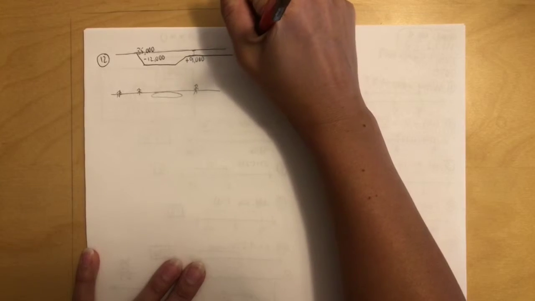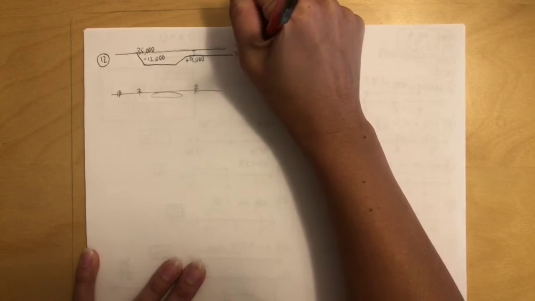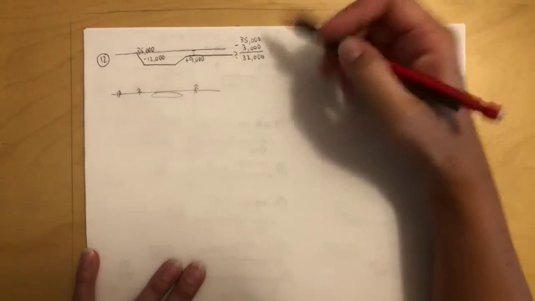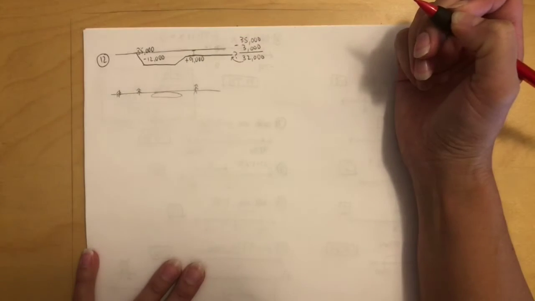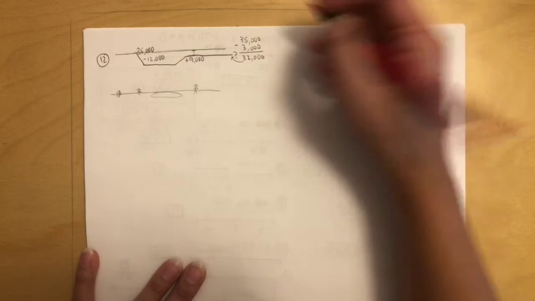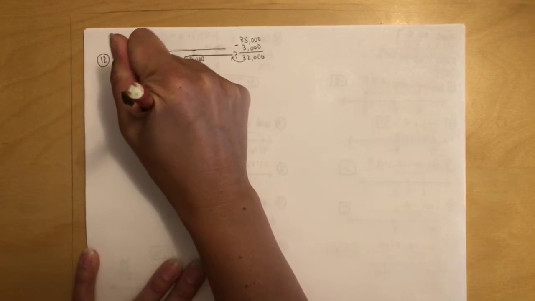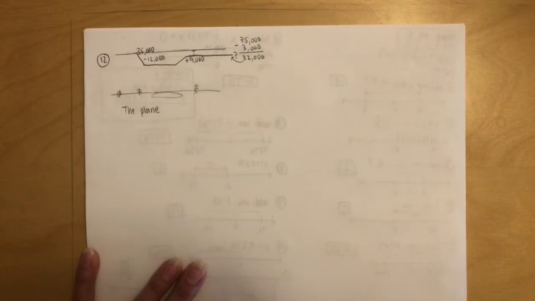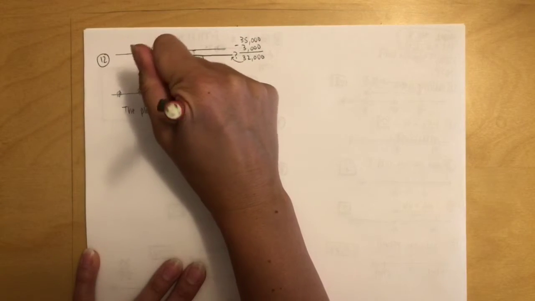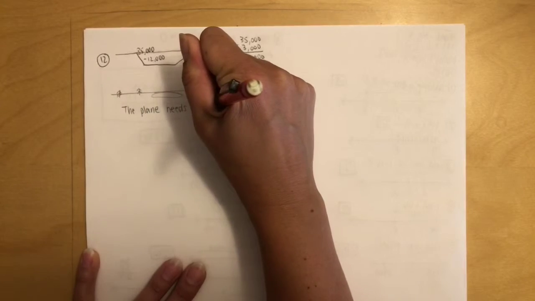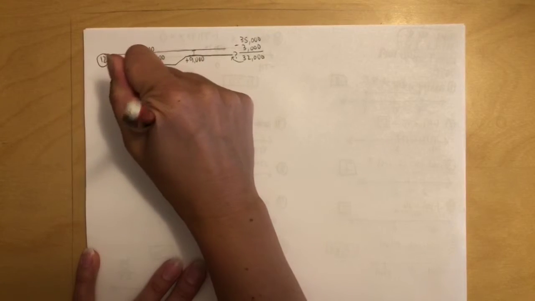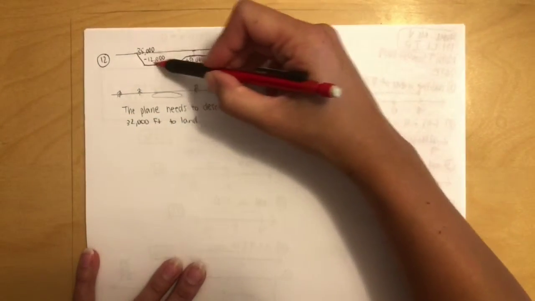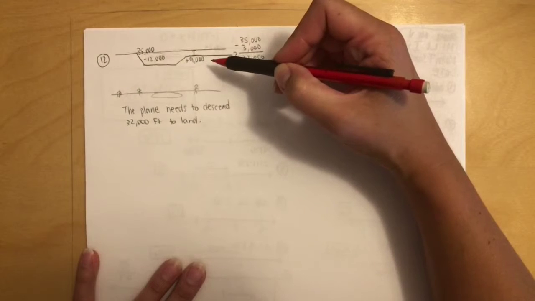And in my head, I can say that 35,000 minus 3,000 is 32,000. And I can do that in my head. I don't have to write it down. I just want to show you what I'm thinking in my head, which means that this level right here is 32,000. So the plane, let's see what it says. It says, how far does the plane need to descend to land? The plane needs to descend 32,000 feet to land.